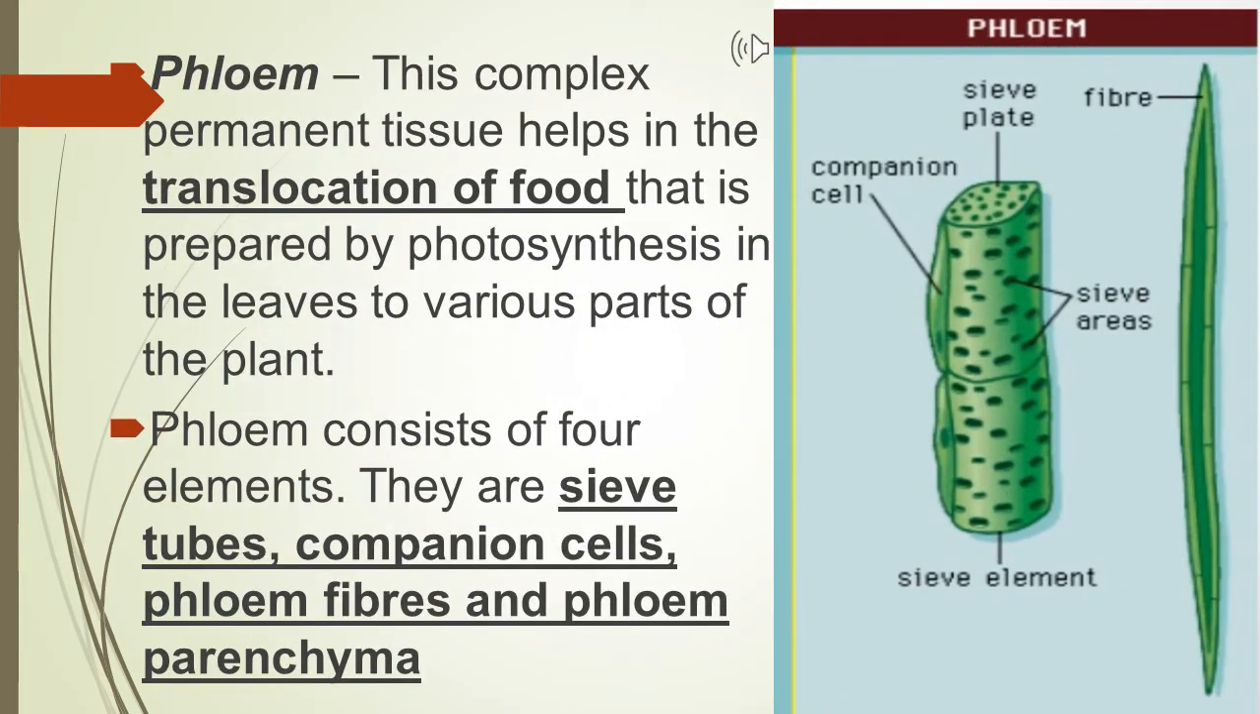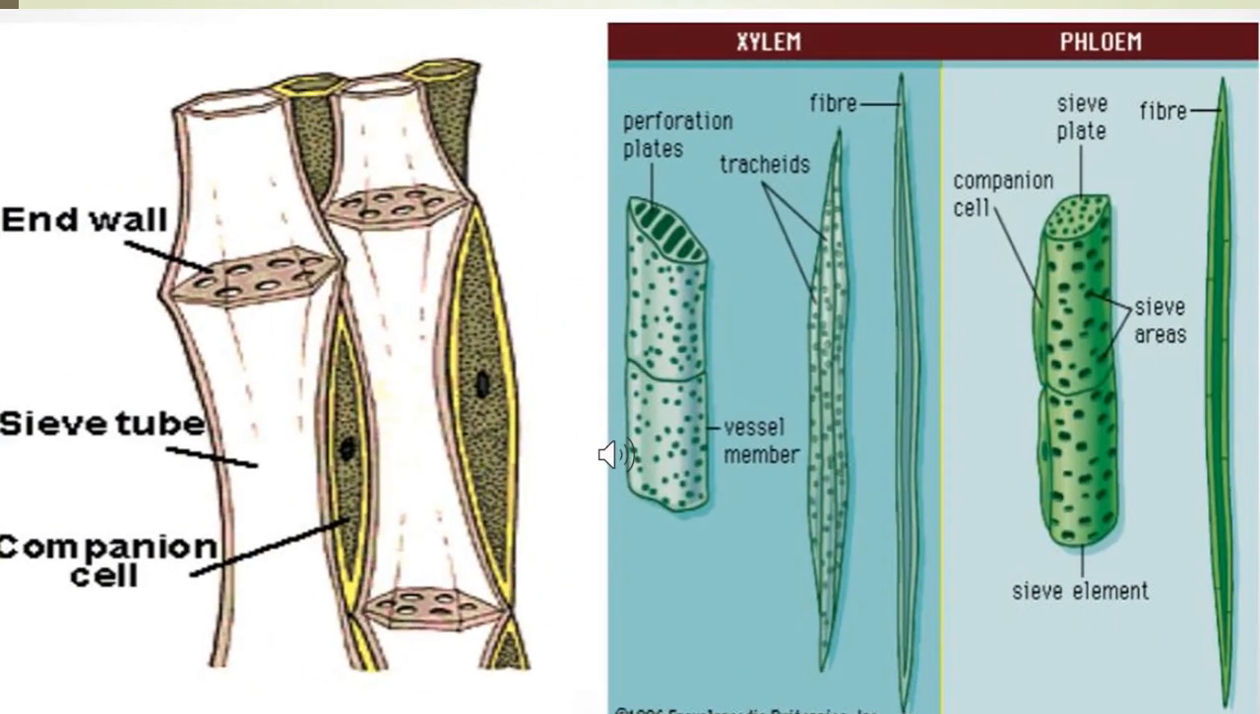The other type of complex tissue is phloem. It is made up of four types of elements. They are sieve tubes, companion cells, phloem fibers and phloem parenchyma. The sieve tube, the companion cell and the phloem parenchyma are living, and only the phloem fibers are dead cells. See children, basically phloem helps in food transportation in plants, and this transportation of food in plants is known as translocation.